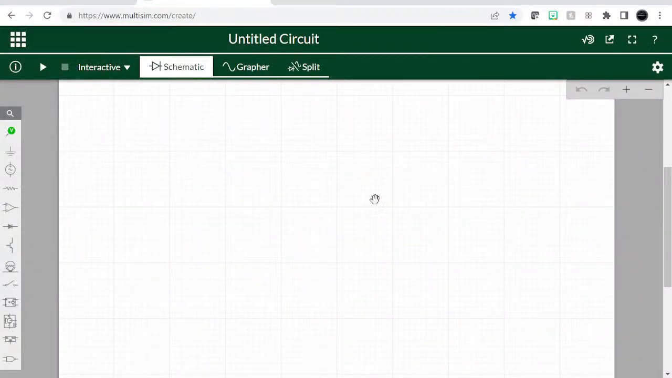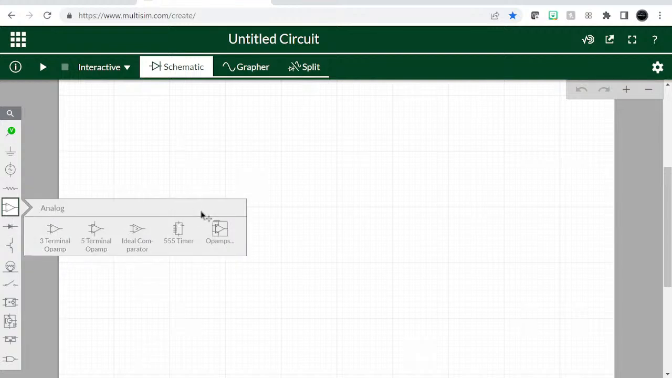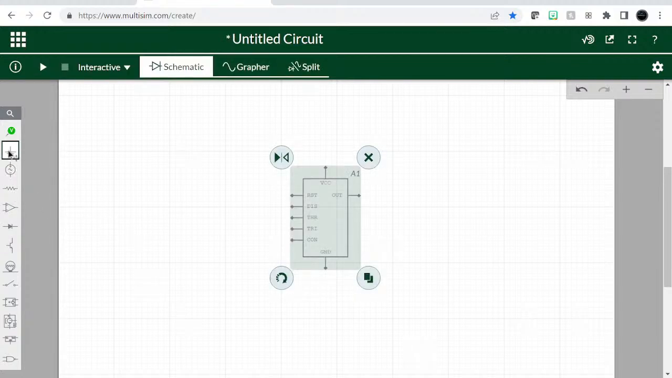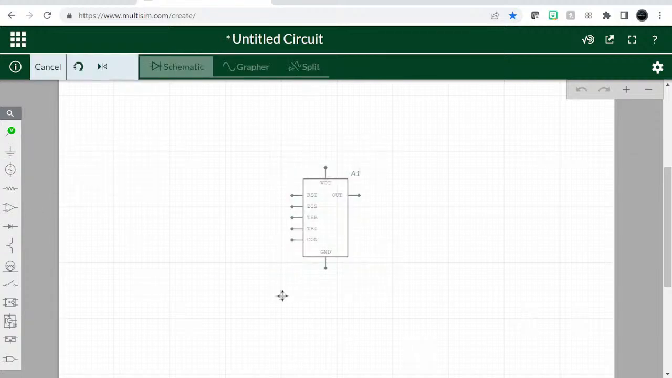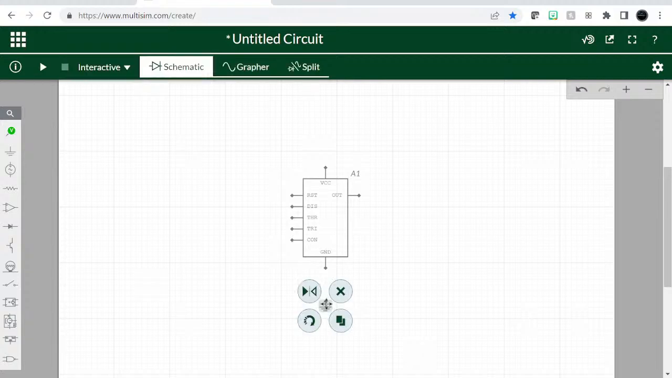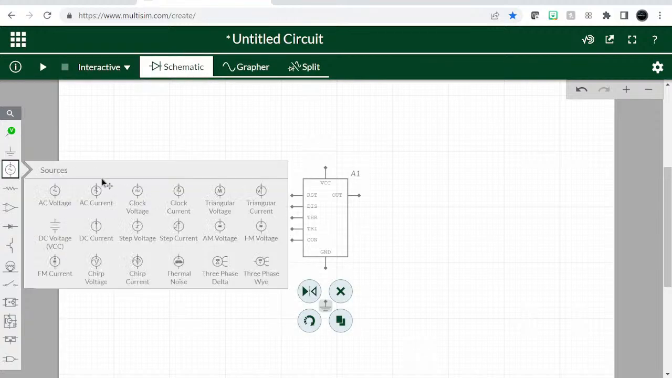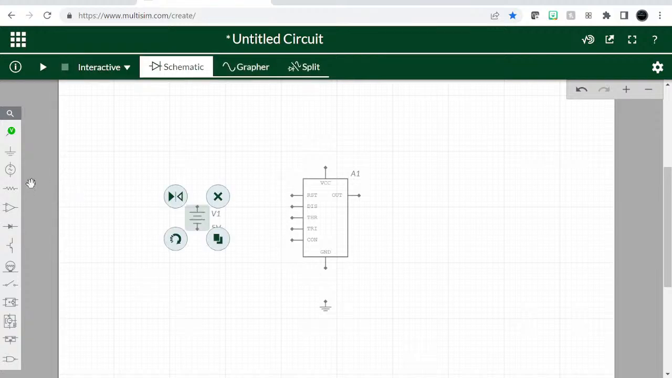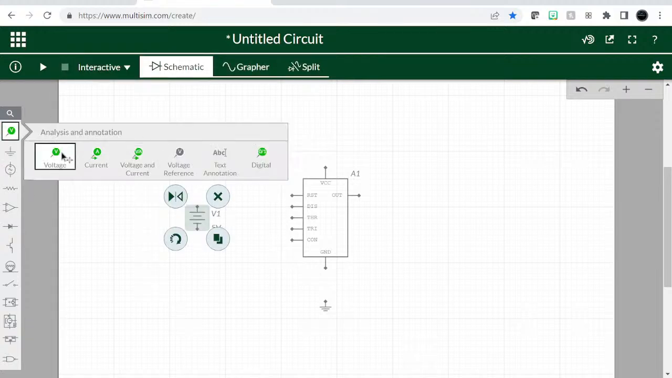So we're just going to create a circuit here. Go in here and get your components out. I'm going to get my 555 timer here, and then I'm going to get ground. We always need a ground. We need a VCC voltage. Then we need to read the output.